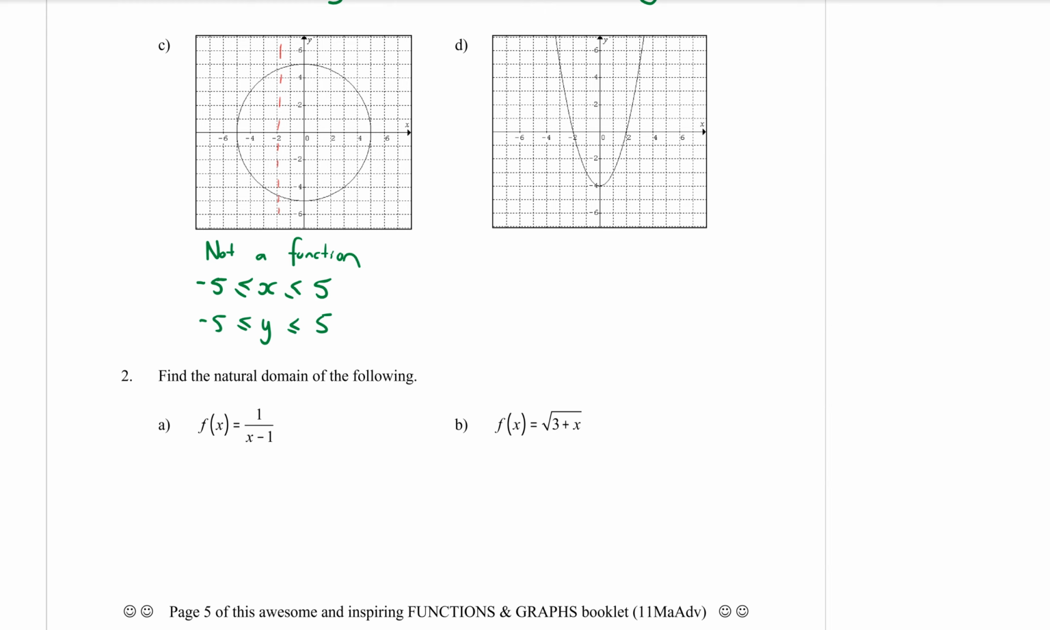And part D, vertical line test. Can I draw that anywhere and have it touch more than once? No. Okay, so it is going to pass the vertical line test, making it a function.